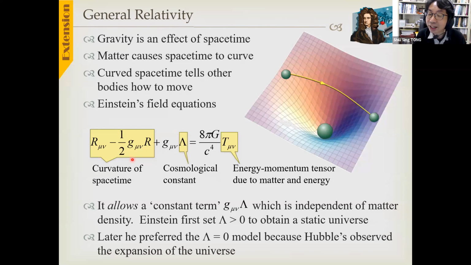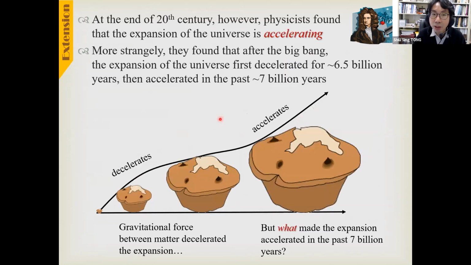So he arrived at a universe that is stationary. But Einstein later abandoned this term. Why? Because later he found that Hubble had observation data showing that the universe is undergoing expansion. The universe is expanding steadily. So he abandoned this term. But at the end of the last century, and also in this century, people found that lambda is actually present, because they discovered that the universe is undergoing accelerating expansion.